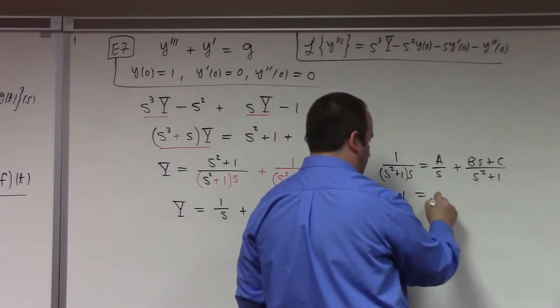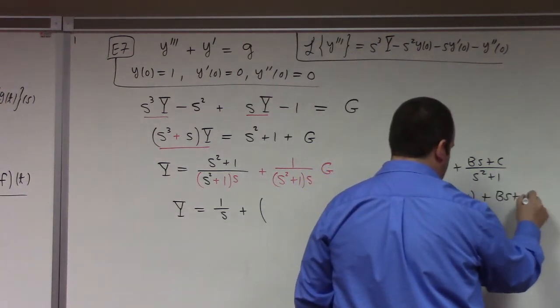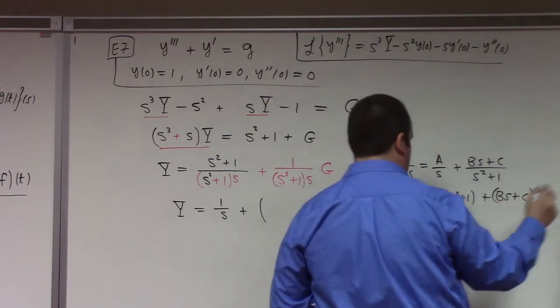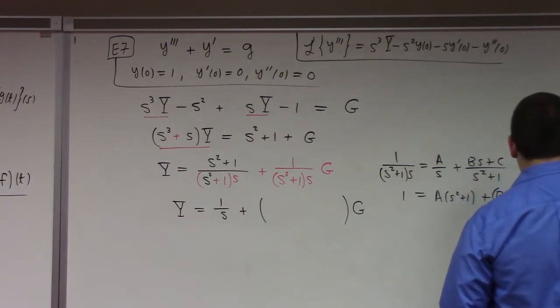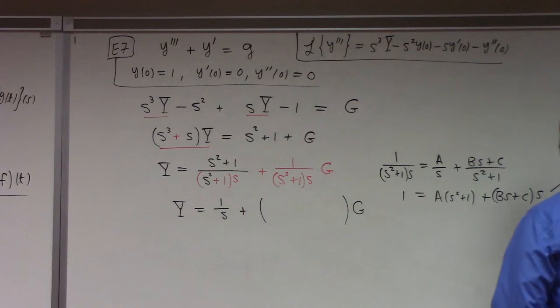So 1 equals a times s squared plus 1, plus bs plus c times s. I'll put s equals 0. That gives me a nice equation: 1 equals a. Yeah, that's kind of nice.